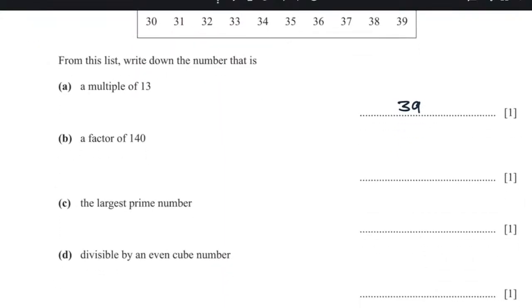What is it? Let's go. Which one can go into 140 there? Check which one can go into 140 on that list. 35. Okay, wait.